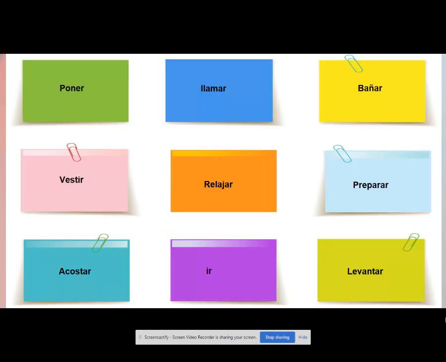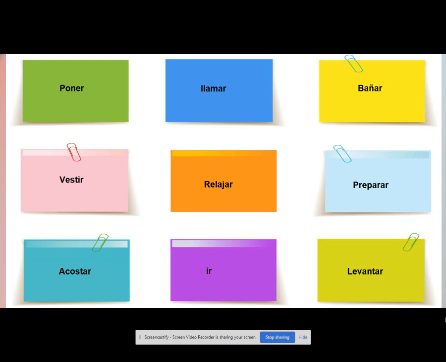All right. So if you look at these verbs, we have poner, llamar, bañar, vestir, relajar, preparar, acostar, ir y levantar. Some of these verbs are verbs that you've seen before. Some of them are not. All of them, though, are in their IR, ER, or AR form. All right, so these are regular verbs, and if you'll notice, you have verbs like poner, which is an irregular go verb. All right, you have verbs like llamar and preparar that are regular AR verbs.